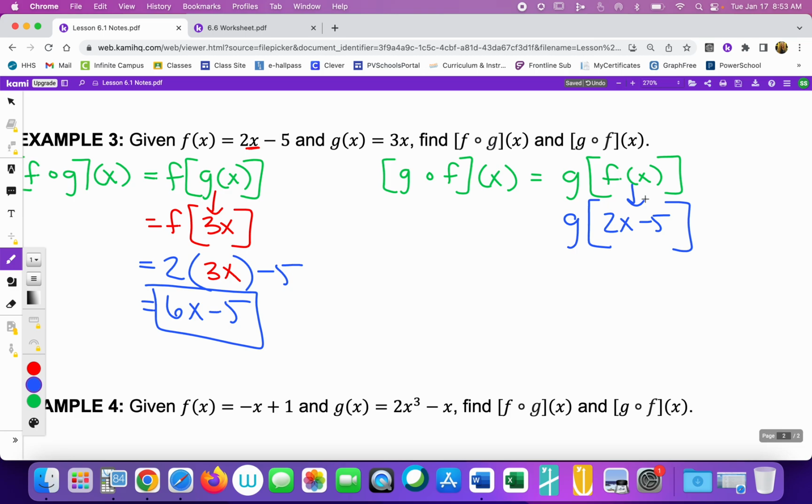Okay. Where is that going? Into the g function right here. So it's going to replace the x variable in whatever function it's going into. So that would be 3 times 2x minus 5. So this is the 3x function, but x has been replaced by the f function. Okay. And then you would distribute the 3 to get what? 6x minus 15.